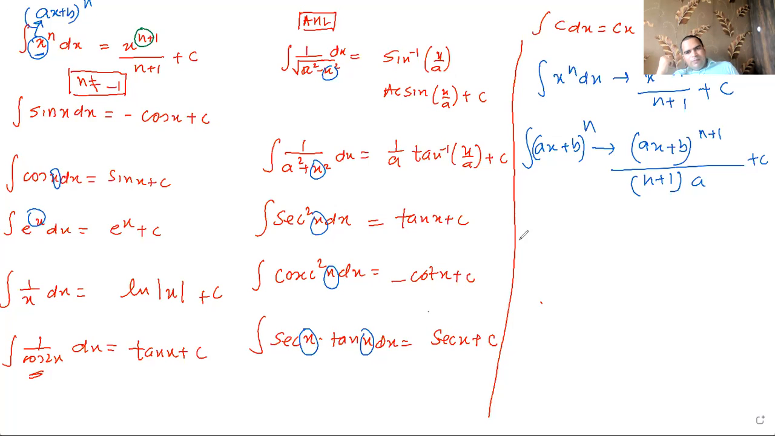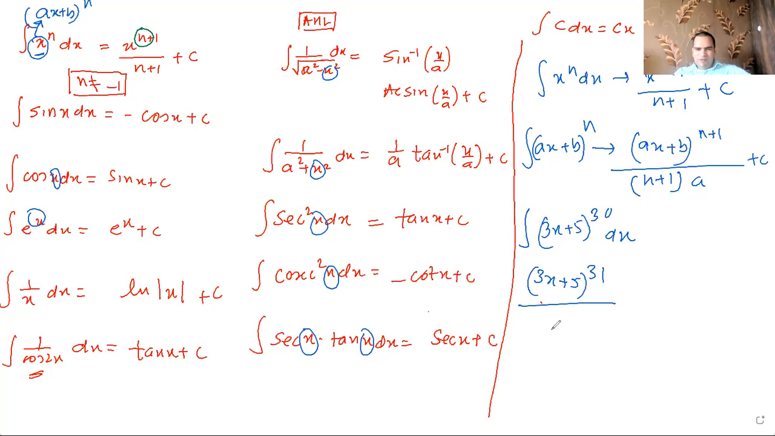Now, for example, if I'm integrating 3x plus 5 to the power of, let's say, 30, of course I'm not going to expand to the power 30. You can see that this part is of the format ax plus b to the power n. So what we're going to do is take 3x plus 5 to the power of 31 over 31 times 3 in the denominator. So you divide by the coefficient of x. The coefficient of x here is 3. So that's how I divided it.